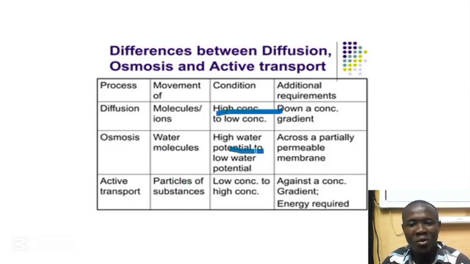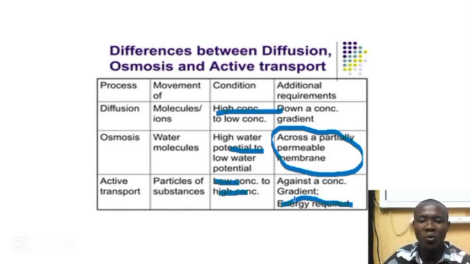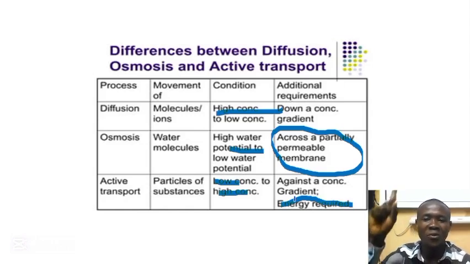Diffusion and osmosis move from a region of higher concentration to a region of lower concentration, and active transport goes the opposite way, from lower to higher. Diffusion is down a concentration gradient, from higher to lower, and osmosis has to be across a partially permeable membrane. This condition must be present for osmosis to occur. And for active transport, energy is required. This condition must be fulfilled for active transport to carry on. And active transport is going against a concentration gradient, that means from lower to higher. Against the concentration gradient means from lower to higher. In favor of the concentration gradient means from higher to lower.